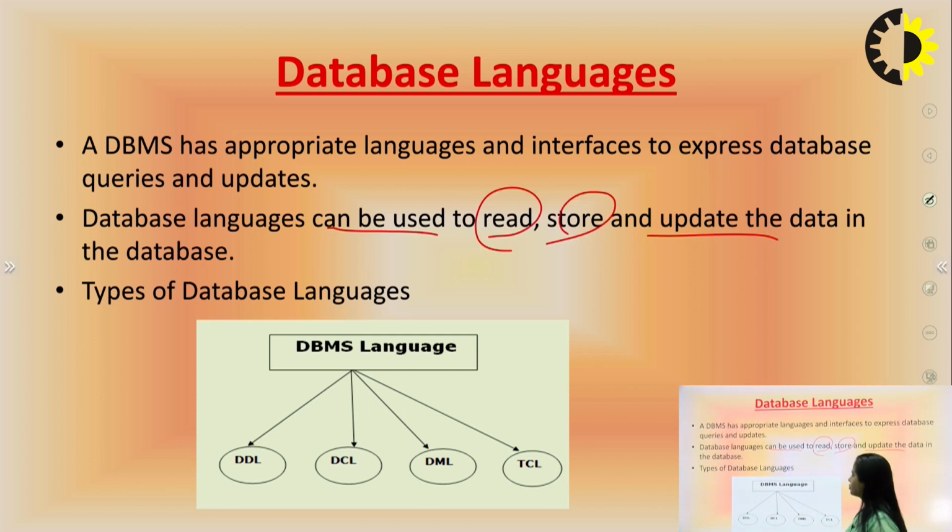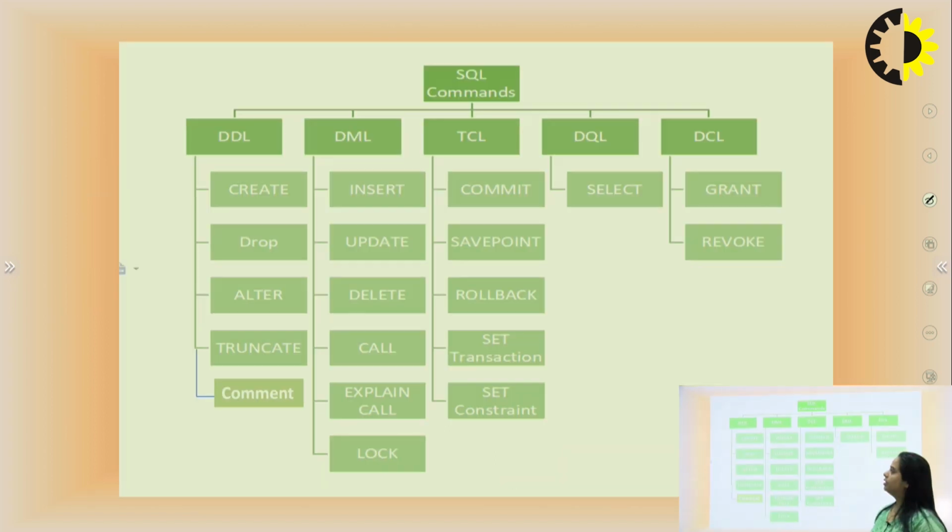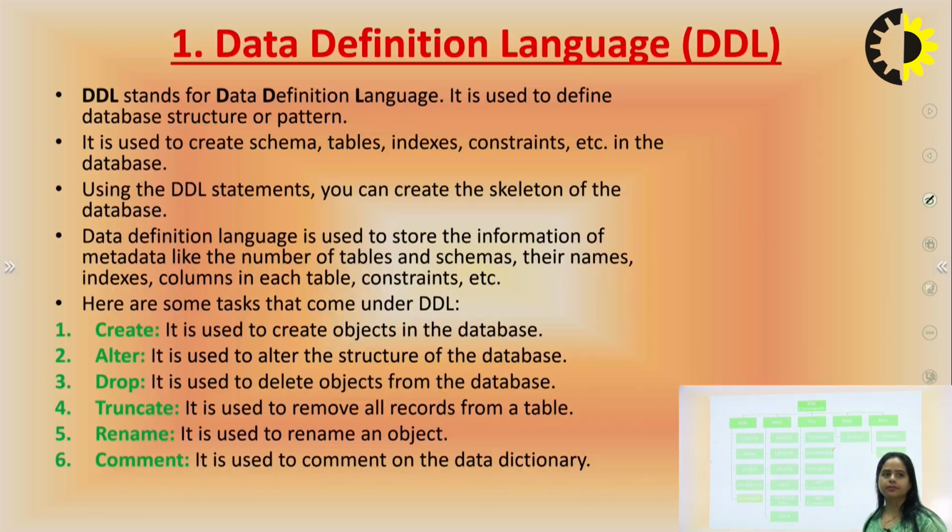There are some types of database languages. One is DDL, full form data definition language. Next is DCL, data control language. Next is DML, data manipulation language. And next is TCL, transaction control language. So these are the SQL commands of different languages: data definition language, data manipulation language, transaction control language. We will study them in detail in further videos.